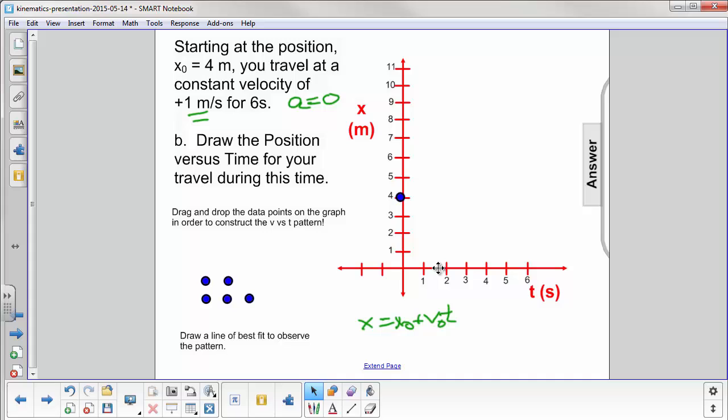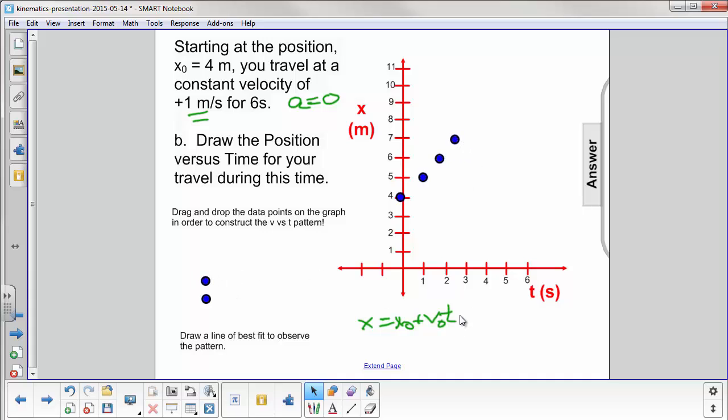At time 1, that would be 4 plus 1 times 1, that's 5. So at 1 second, we were up at 5 meters. There we go. Time 2, 6 meters. Time 3, 7 meters. Looks to be a straight line, pretty good.